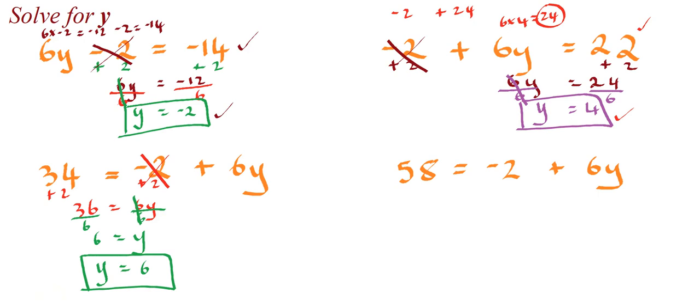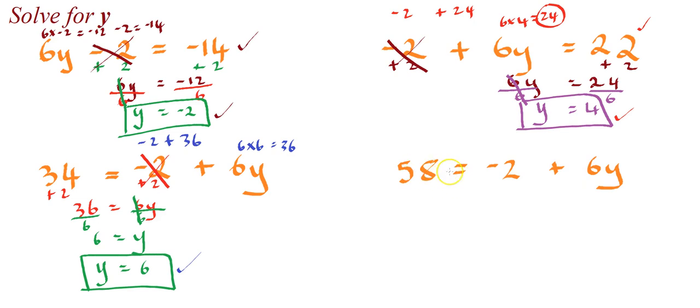So let's just check that out. Is y really 6? So it says here 6 times y, so we now know what y is, right? We know y is 6, so 6 times 6 is 36. Right, it said minus 2 plus 6 times y, which is 36, so that would be 34. That's what it says here, so this must be right.